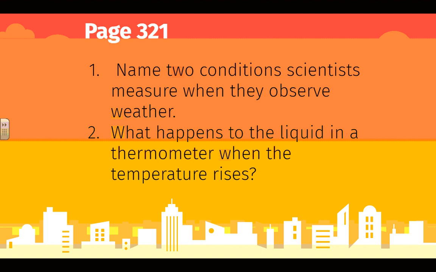Another type of thermometer is an electrical thermometer. This thermometer uses changes in electrical currents to measure temperature. A thermistor is a type of electrical thermometer that responds very quickly to temperature changes. For this reason, thermistors are useful where temperatures change quickly.